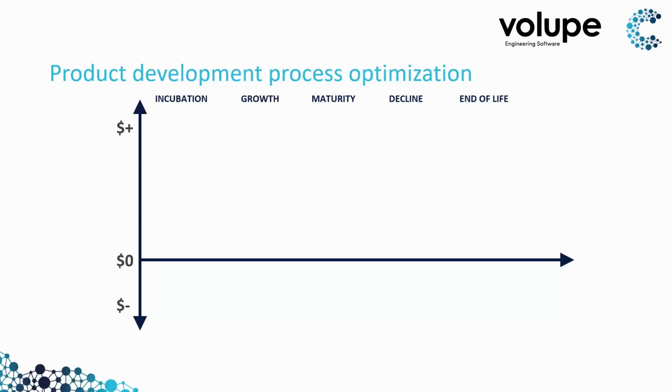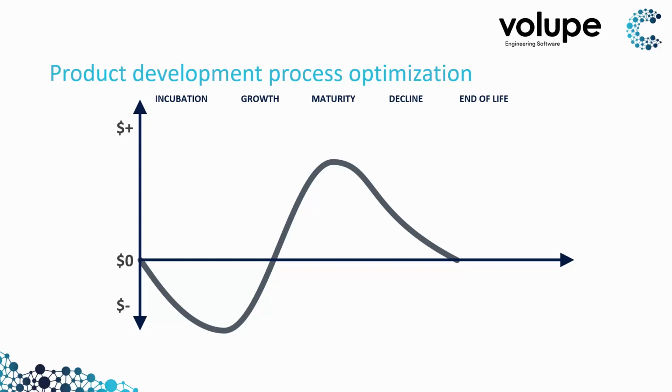Let's first consider a typical product development process from incubation, where the product development effort is focused, through growth, maturity, decline, and finally end of life. Taking a typical product life cycle, the product is launched to market at the end of the incubation phase. It reaches a break-even point where the investment in development has been recouped through sales. Then eventually sales start to decline and the product is finally retired.